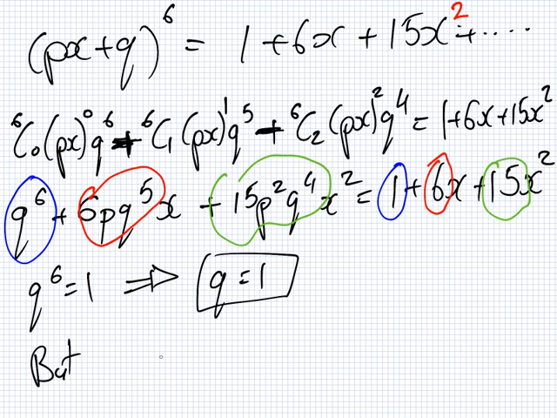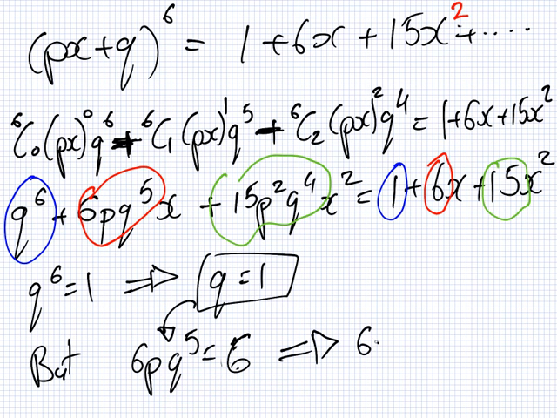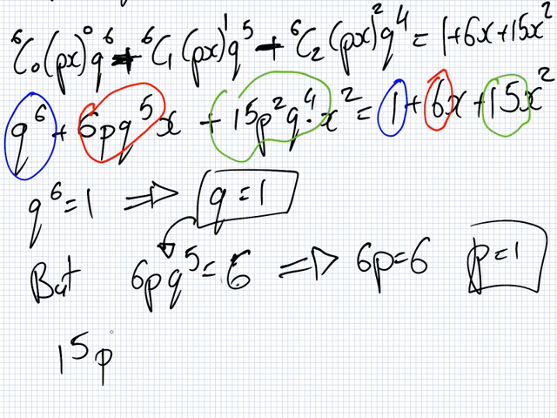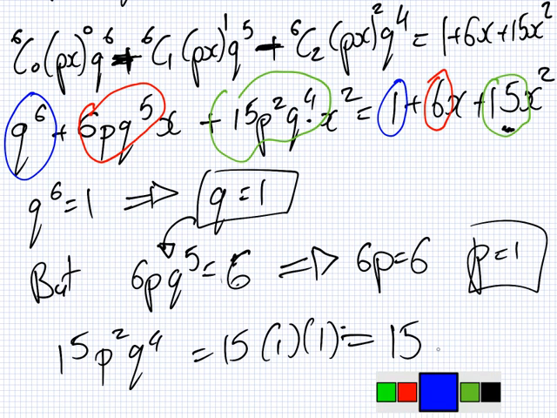But 6PQ^5 must equal 6, not 15. We said Q is 1, so that means 6P must equal 6. So then P equals 1. And you can use the last one to check your answer. So 15P squared Q^4, that's 15 by 1 by 1. That should equal 15, and it does equal 15, so you know that it's right.